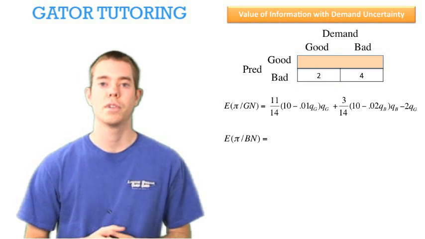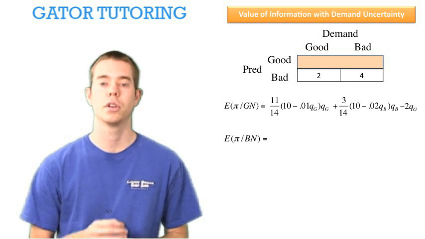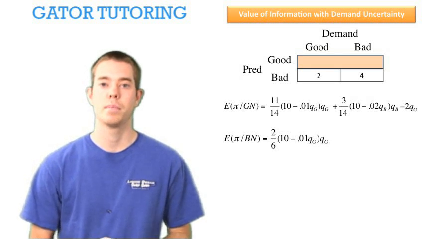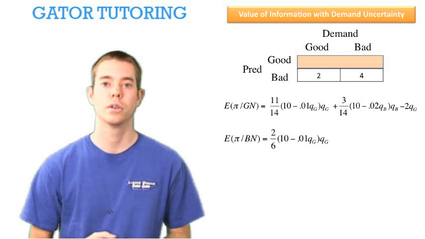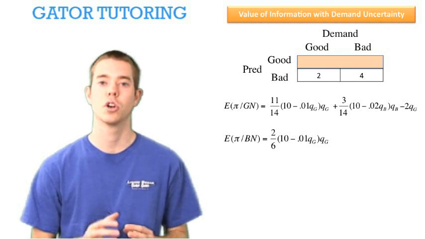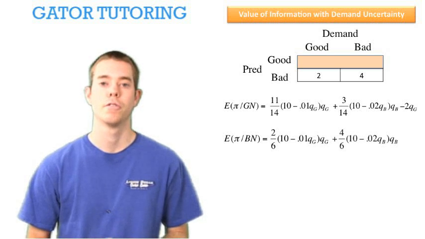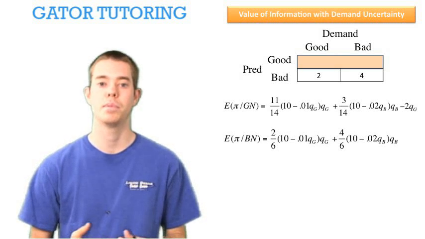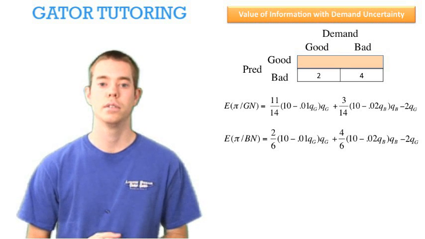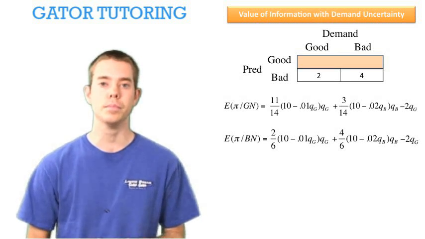For the expected profit given bad news, we're going to cover up the good news row because now we're assuming that we have in fact gotten bad news. So we've gotten bad news 6 times, and 2 out of those 6 times we actually had a good period. So that's the probability that's going to go with the good period information. 4 out of 6 times we actually had a bad period. So that's the probability that's going to go with the bad period information. And again, the marginal cost is only linked with the quantity we plan to sell in a good period.